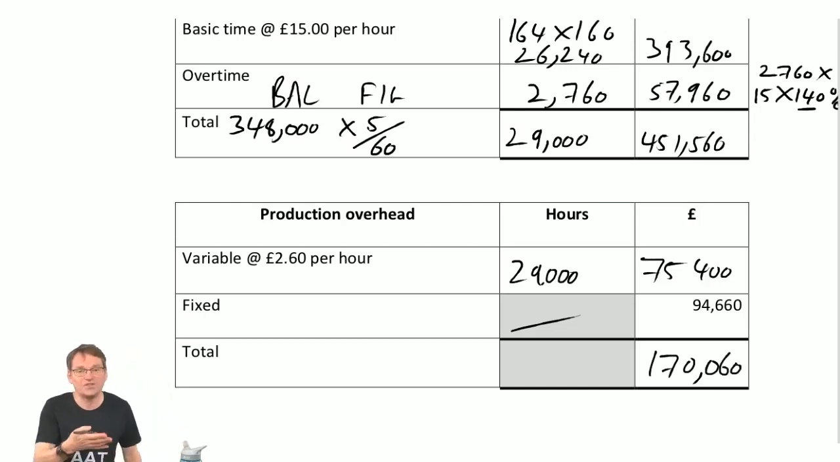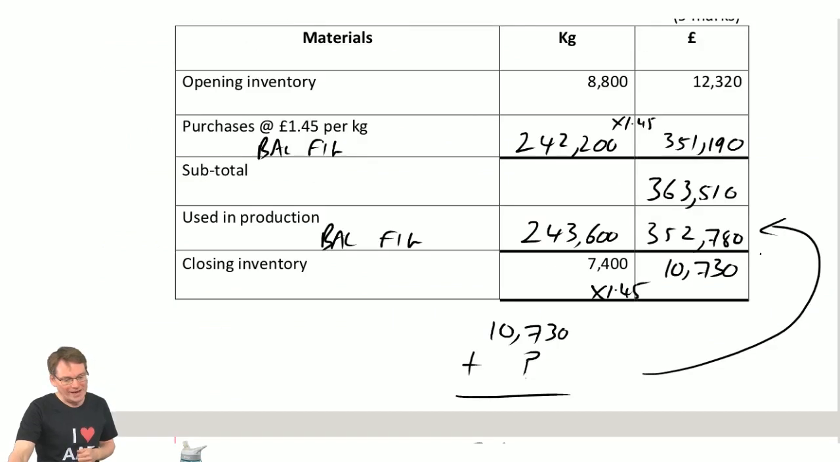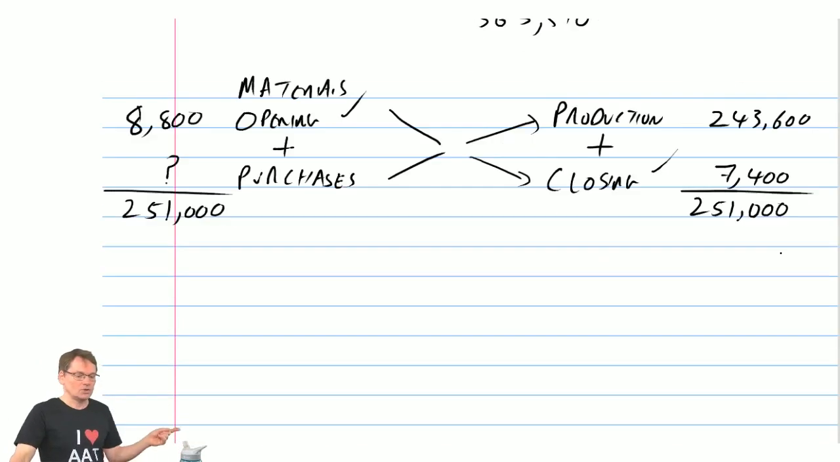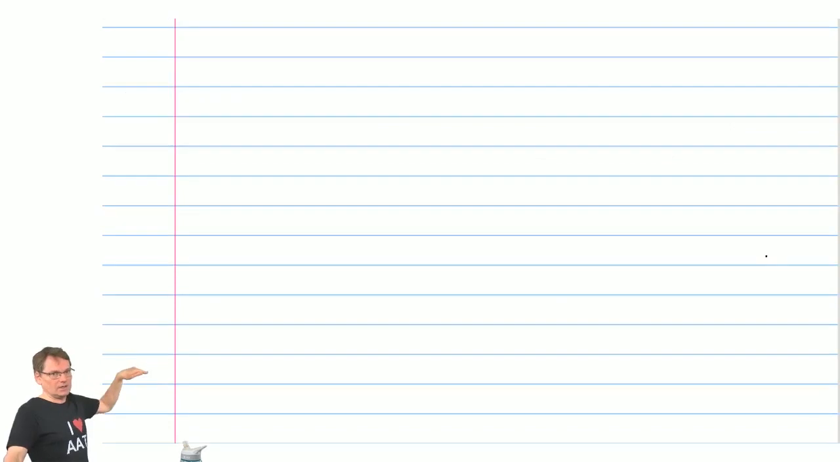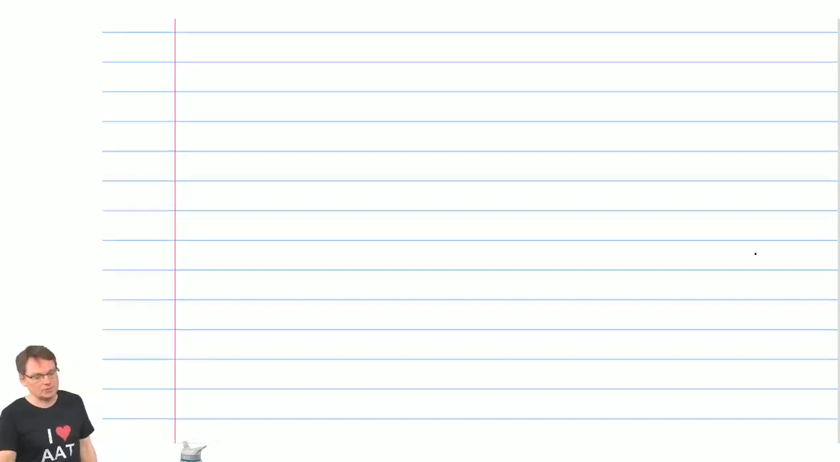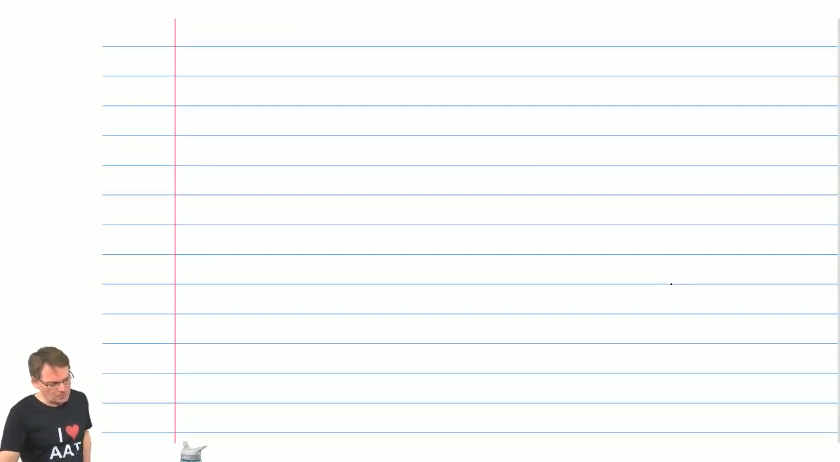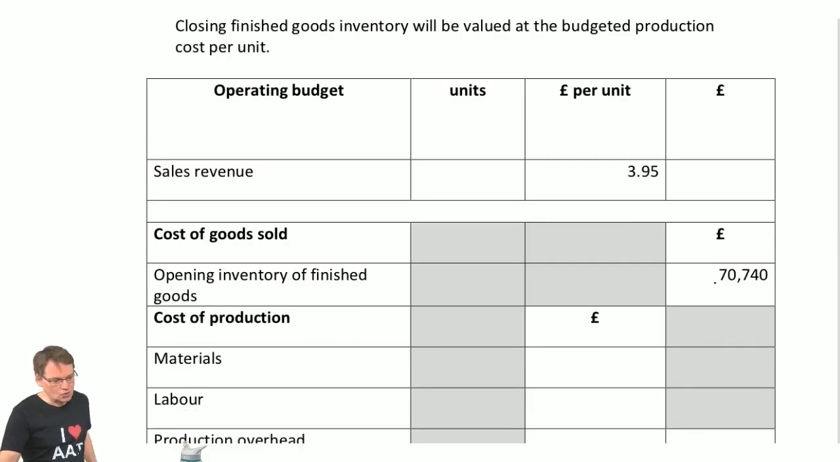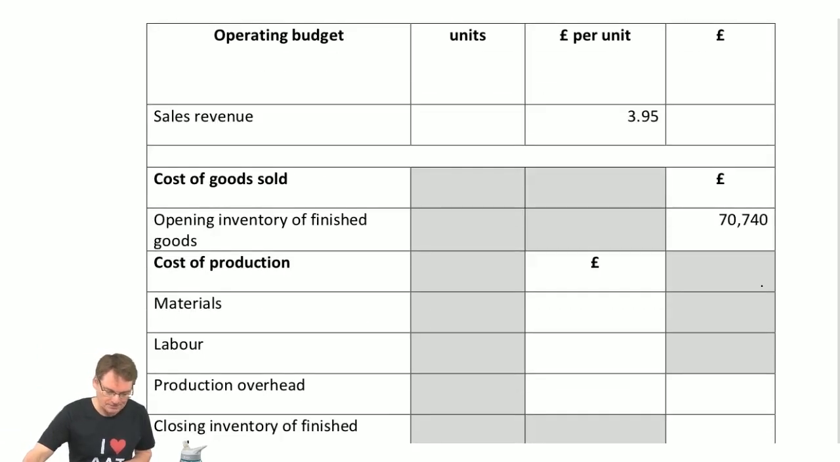And that's it for the first page. Haven't quite finished yet. So again, kilograms first, hours first, pounds later. And again, notice with both of them that when I did the units, I had a balancing figure in one place, and when I did the pounds, I had a balancing figure in a different place. So it's not always going to be that row that is the balancing figure. It might be that row is the balancing figure for the units, but that row is the balancing figure for the pounds. Final thing I have to do is to do my operating budget.